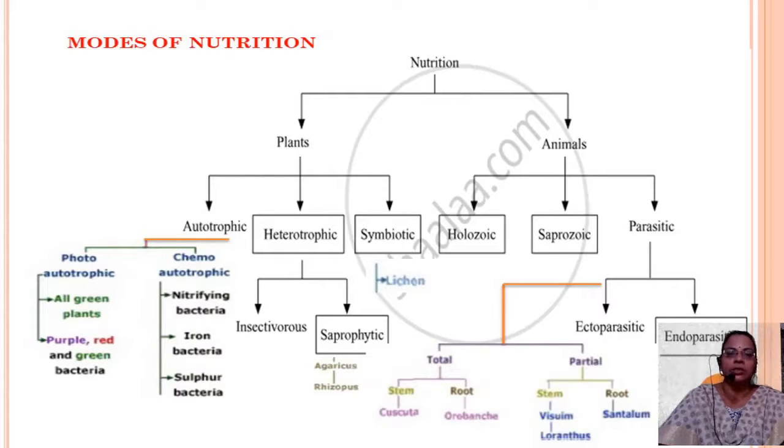Then the third category is called saprophytic. So mainly fungi will come under saprophytic organisms. That means they are living on dead and decaying organisms. Typical example, mushroom, Agaricus, here I have written. That is coming under the category of saprophytic organisms.